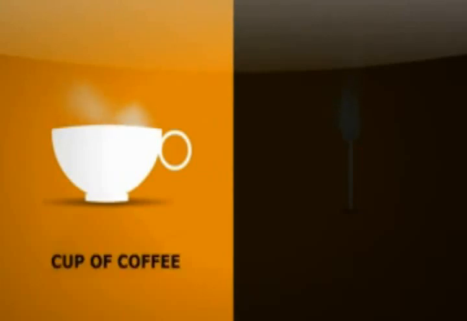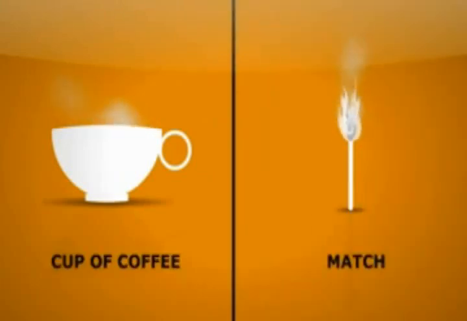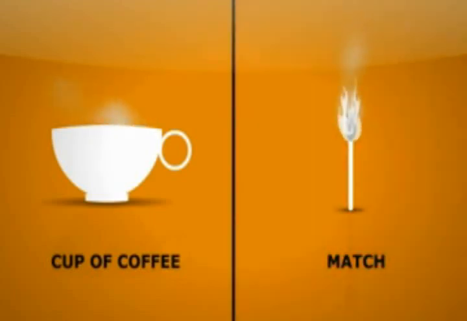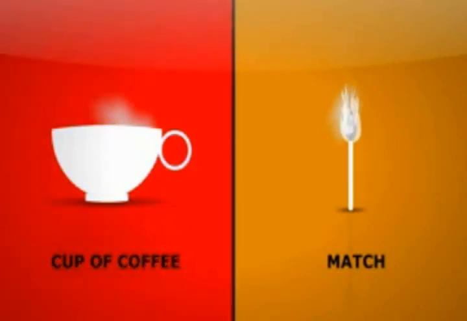On the left is a cup of coffee, and on the right is a lit match. It should be pretty obvious really that the match is much hotter, or at a higher temperature, than the cup of coffee. But it's not so obvious that the cup of coffee actually contains much more heat. Let's think deeper by looking at the particles inside.